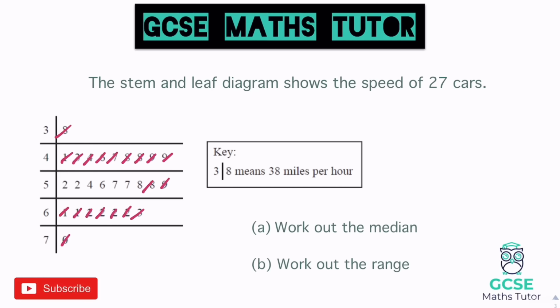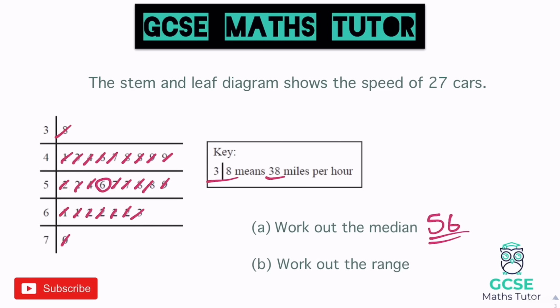Now I'm just going to do one from each side until I get one in the middle. So 1 and 1, 2 and 2, 3 and 3, and I'm left with this one here. Don't forget the key though, it says 3-8 or 3 line 8 means 38. So that's next to the 5, so it's 5 and 6, which is 56. So the median there would be 56.